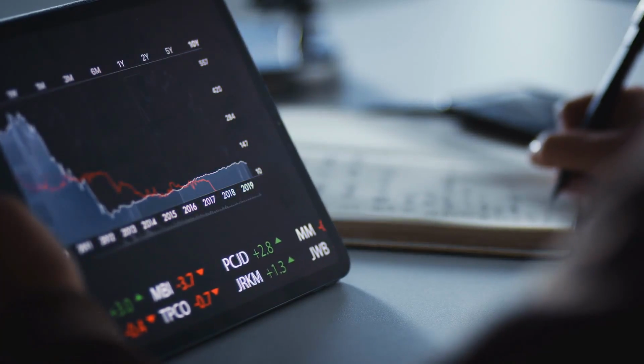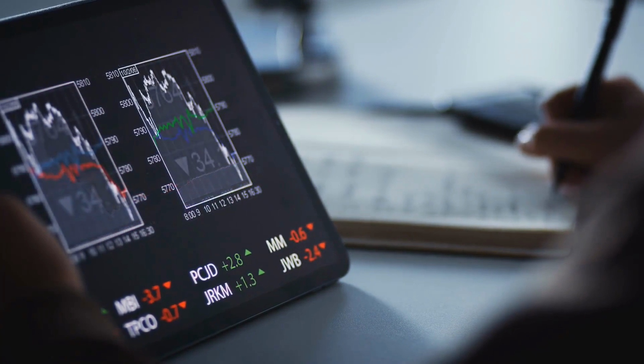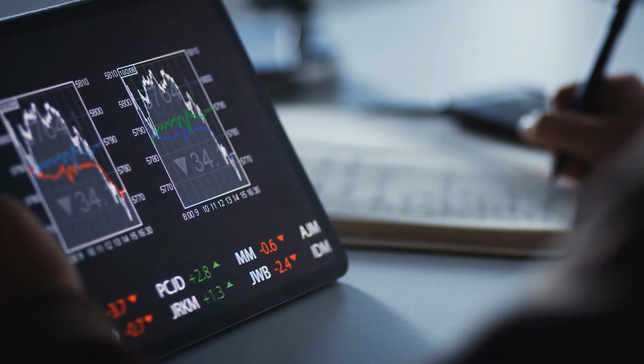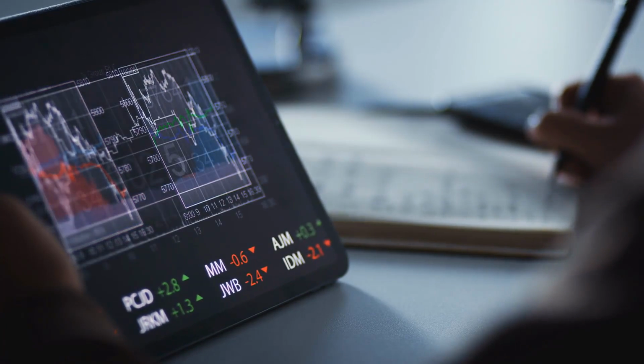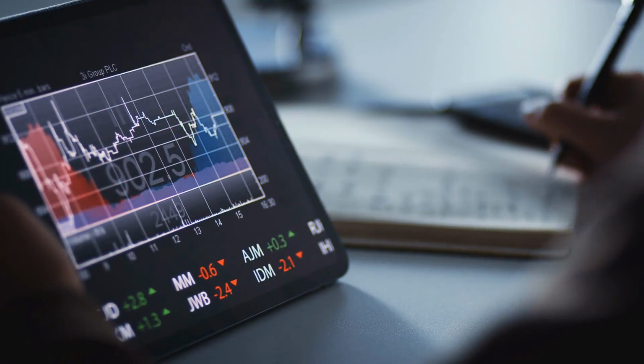How to invest in mutual funds. One of the biggest advantages of mutual funds is that they offer the resources for individual investors to attain broad diversification in their investment portfolios.